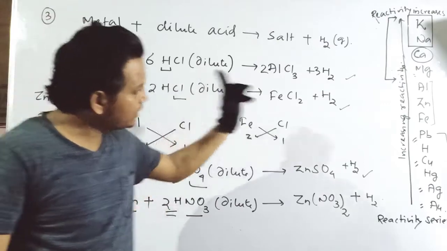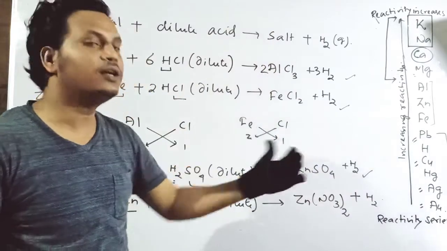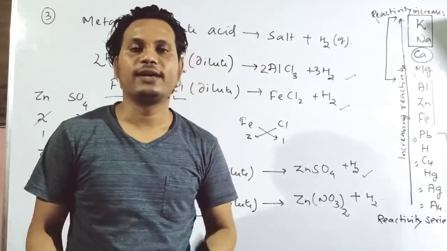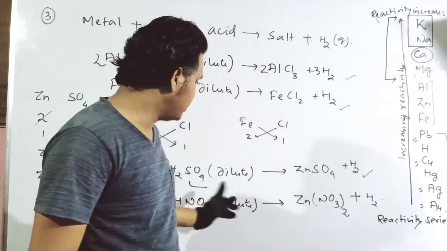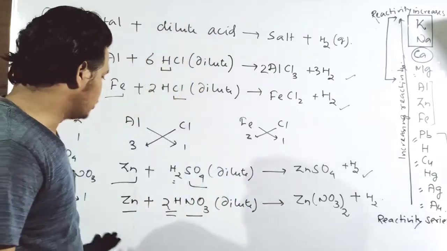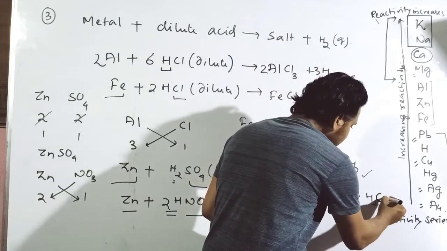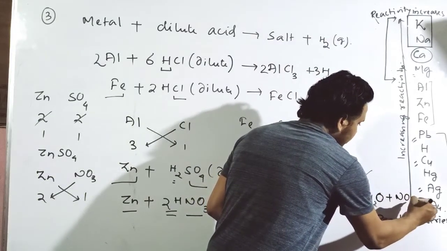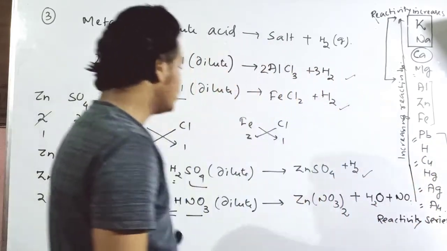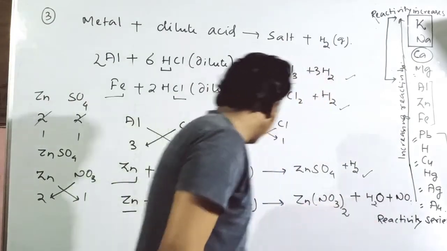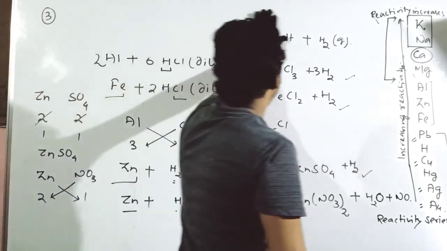It will oxidize the hydrogen gas produced into water and itself will convert into a nitrogen oxide. It may be NO, it may be N2O, it may be NO2. But in this case, the product is NO. So the hydrogen formed will be oxidized by nitric acid into water and NO. So the products will be water and NO. Now you can balance. After balancing, whatever be the number, that will be our answer.